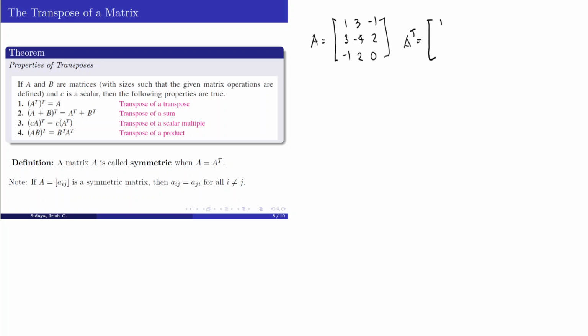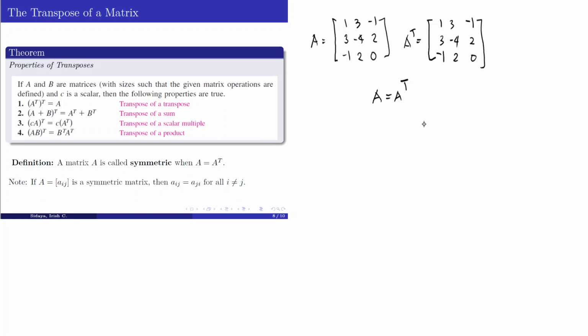So we have now this row, 1, 3, negative 1, and then the second row, we write it as second column. So we have 3, negative 4, 2, and then the last one, we have negative 1, 2, 0. Now notice that the result when we get the transpose of A is just equal to A. So we have A is equal to A transpose.